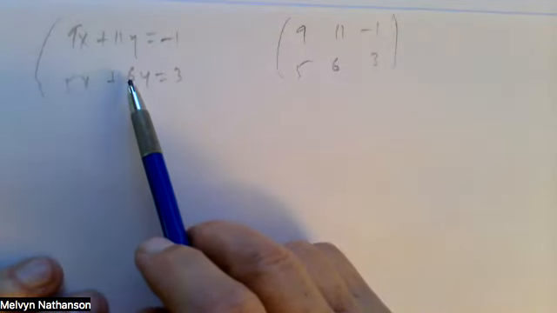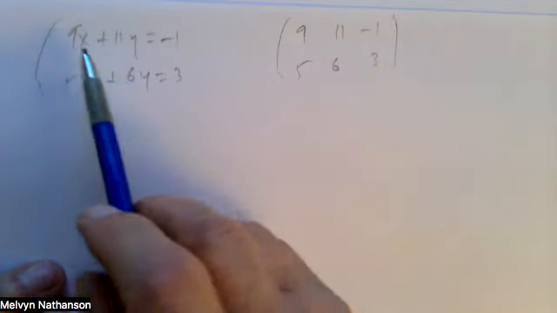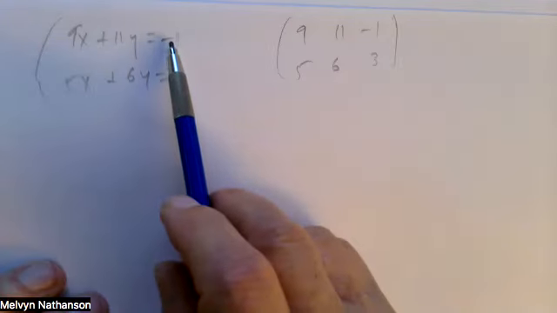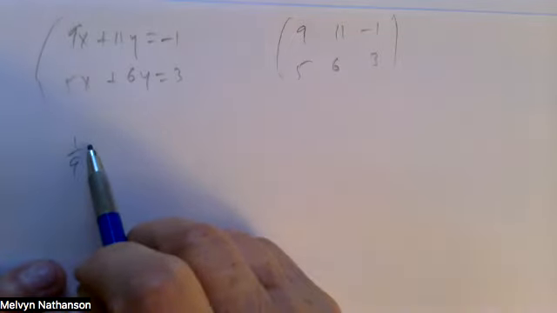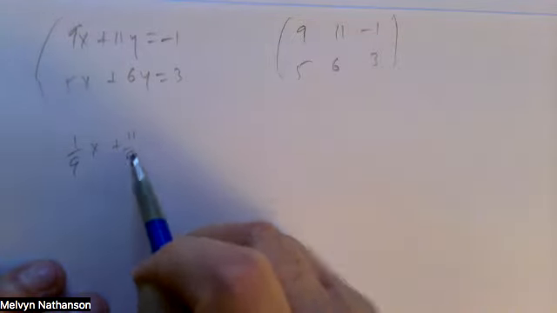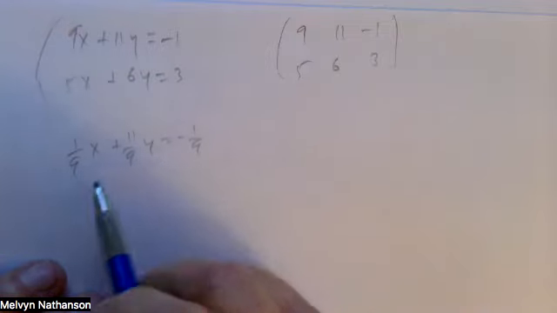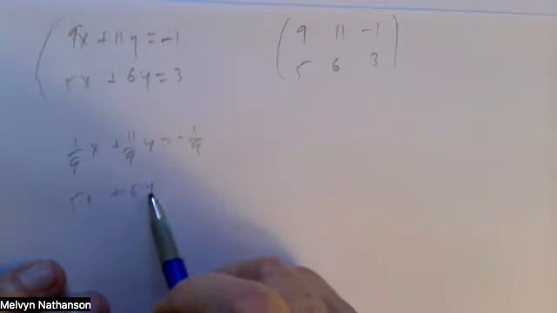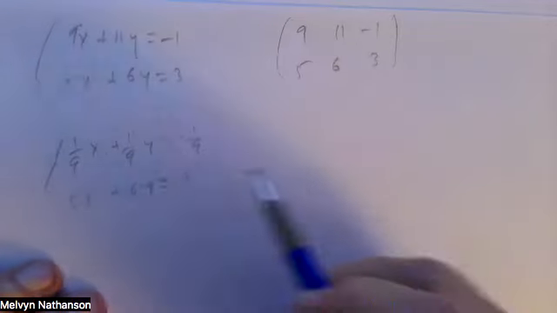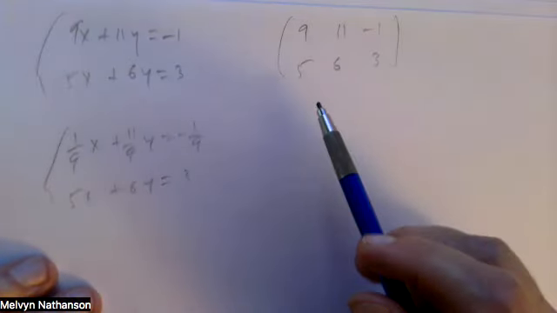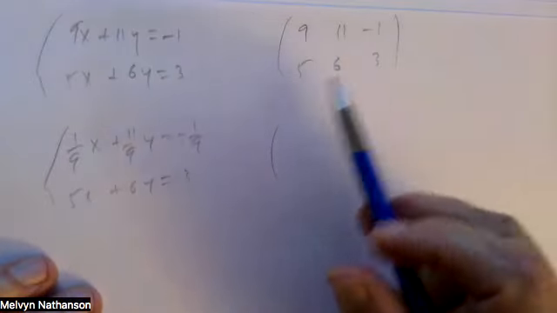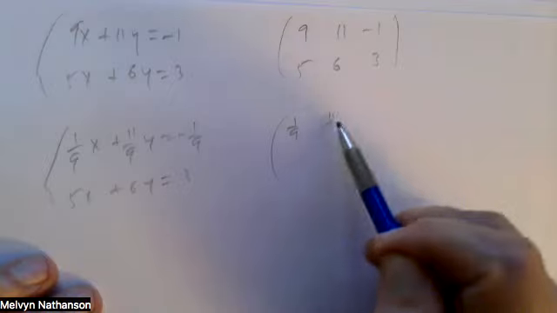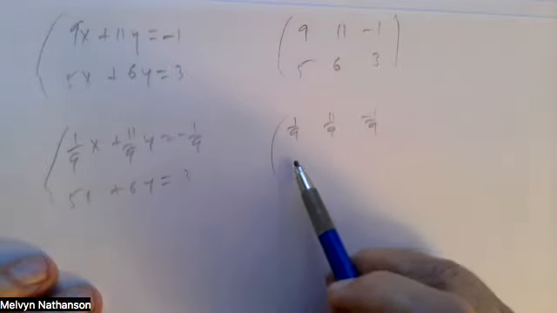Now, suppose I want to solve these equations by Gaussian elimination. First thing I would do is multiply the first row by a 9th, so the coefficient of x is 1. So I get 1/9 x plus 11/9 y equals -1/9. And I don't do anything to the second row, doing things one step at a time. What's the corresponding elementary row operation on the matrix? Multiply the first row by a 9th. I get 1/9, 11/9, -1/9, 5, 6, 3.